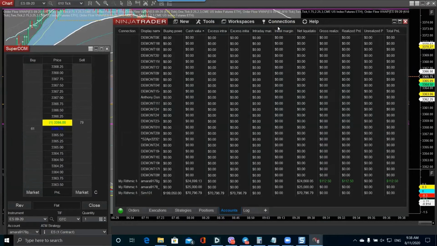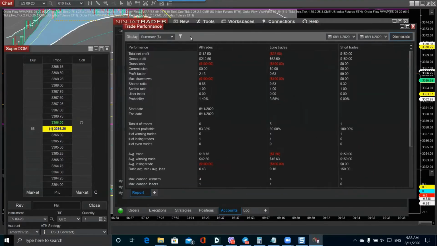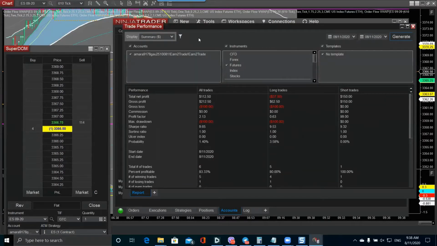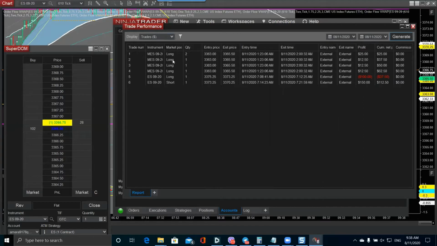So here, let me do this. Trade performance. So I did some micros, and I made money there. I also did an ES where I lost 100, then I gained back 150. I mean, micros is actually pretty good. 62.50 on the micros is actually doing good. I'm basically trading 6 contracts on that.